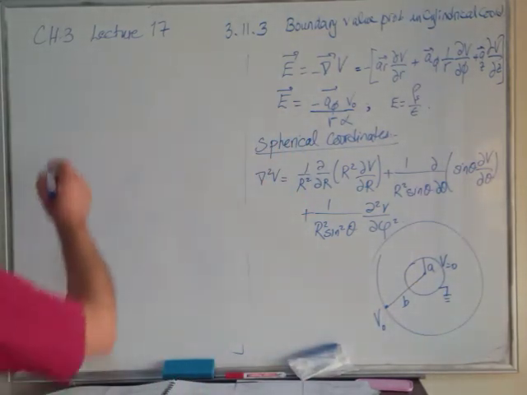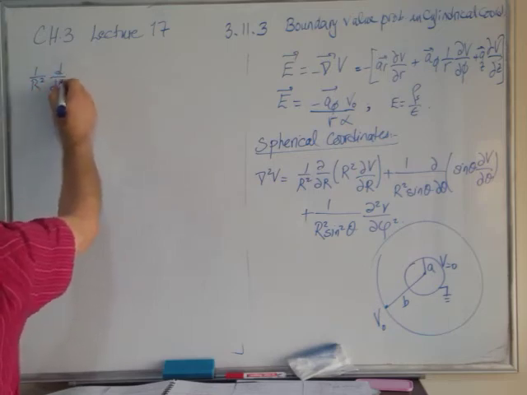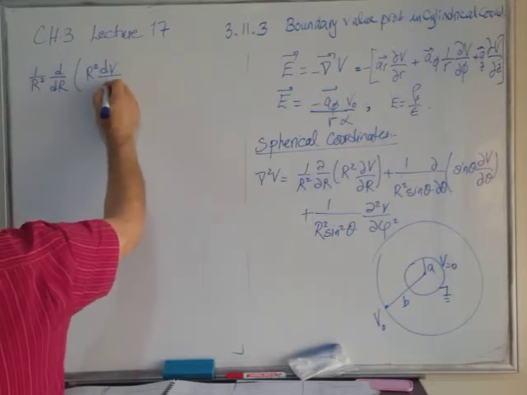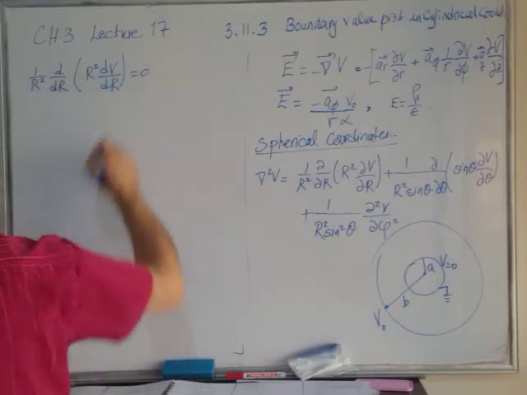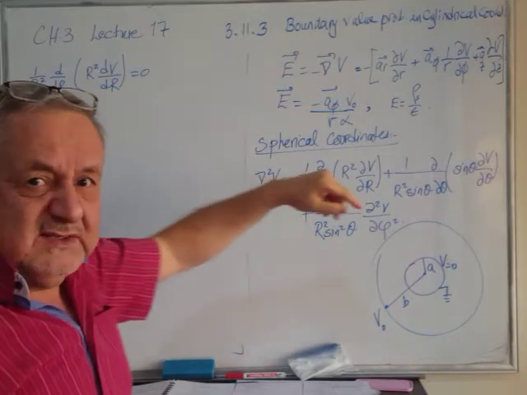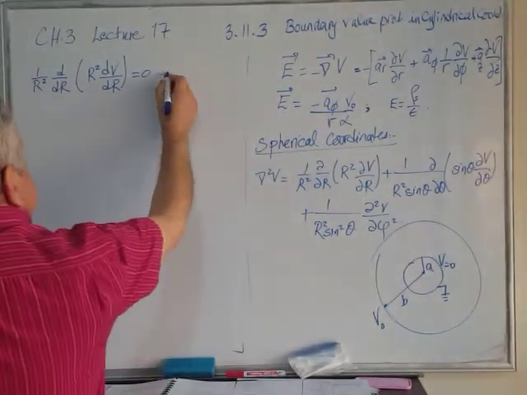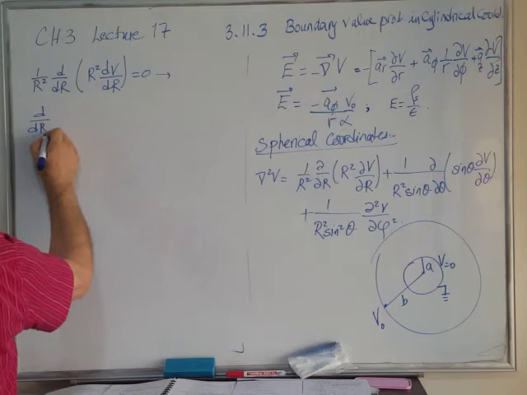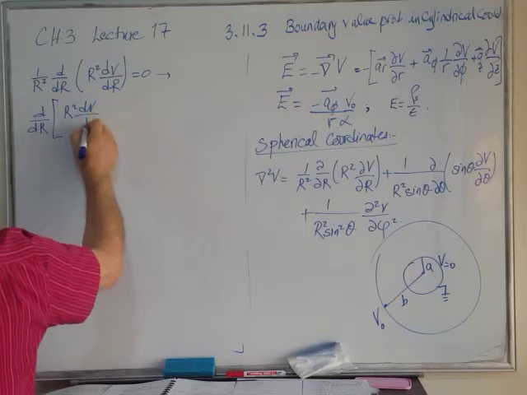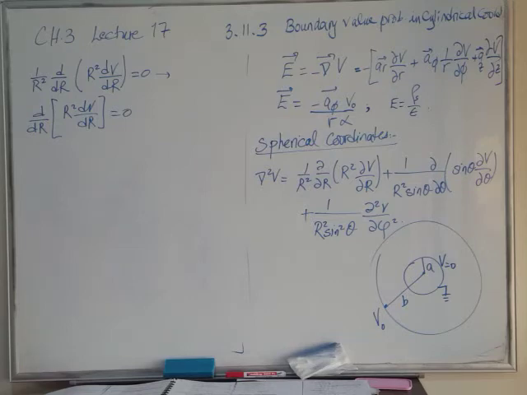And in that case, you will have 1 over r squared d by dr, total derivative now because it is a function of one variable, of r squared dV by dr equals 0. Again, we are not close to 0, so we can multiply by r squared, which is different from 0. We want to work between a and b. So the total derivative with respect to r of r squared dV by dr is 0. Remember, we are always trying to solve Laplace's equation.